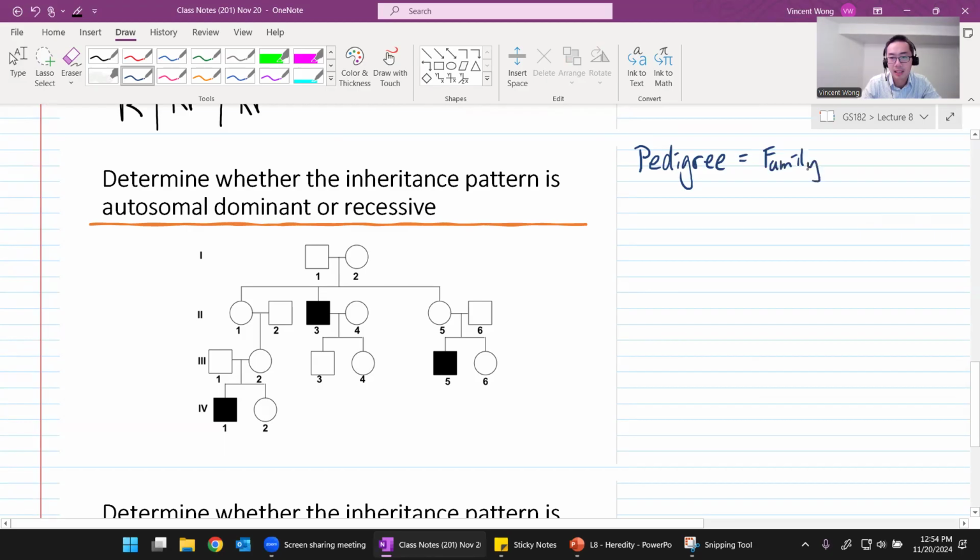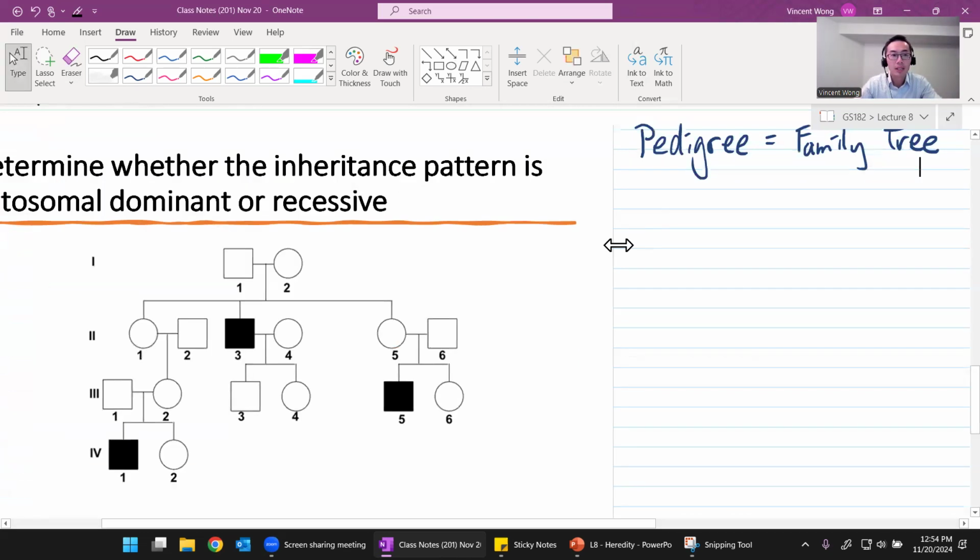Family tree. Right? So pedigrees are useful to help us keep track of certain traits that we are interested in, to help us keep track of diseases in some cases.